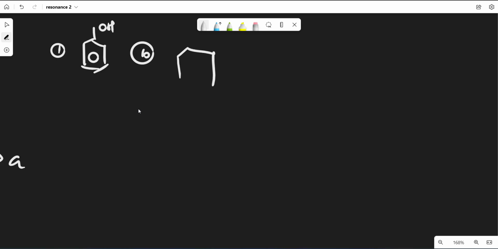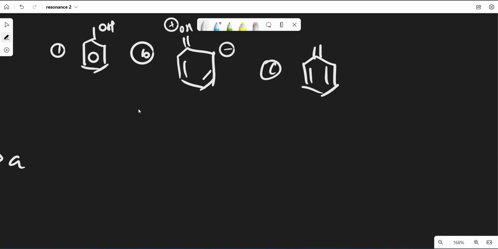So I'll show you, these are the various resonating structures of phenol. OH plus, and this will have a negative, right? And the third one is this way. These are resonating structures of OH, okay, phenol. I hope you're understanding all of them. We'll get started after I'm done drawing the question.